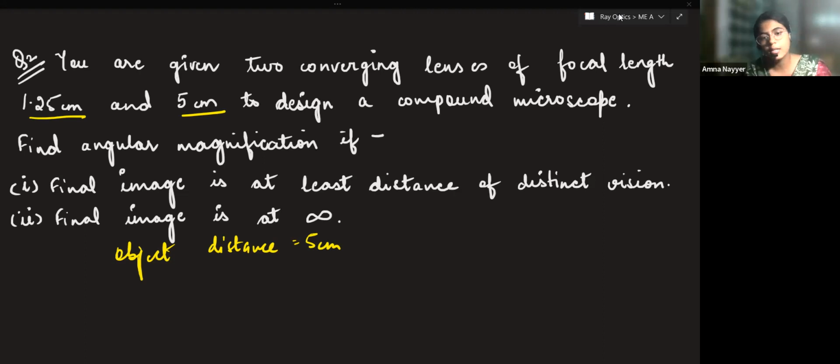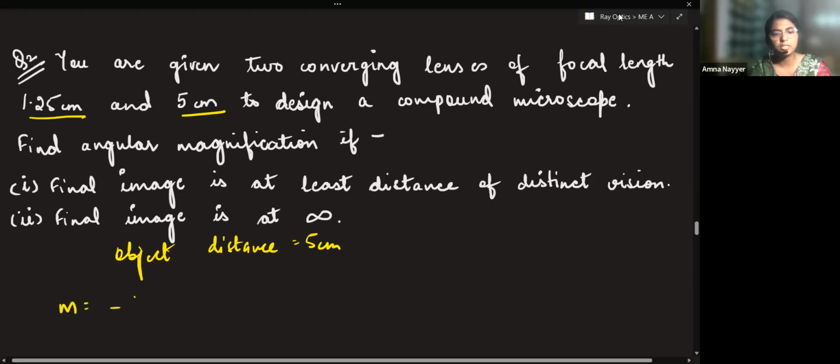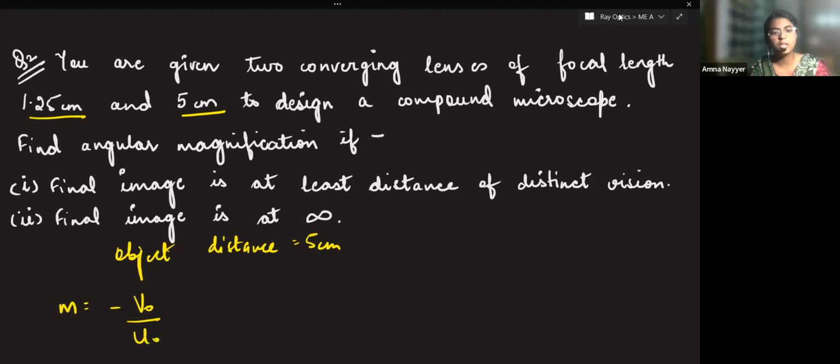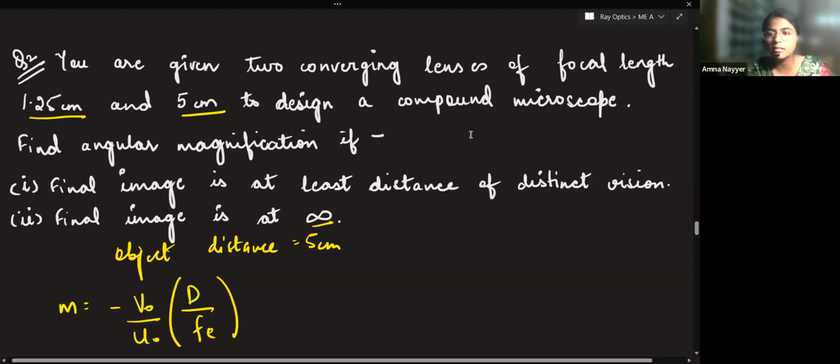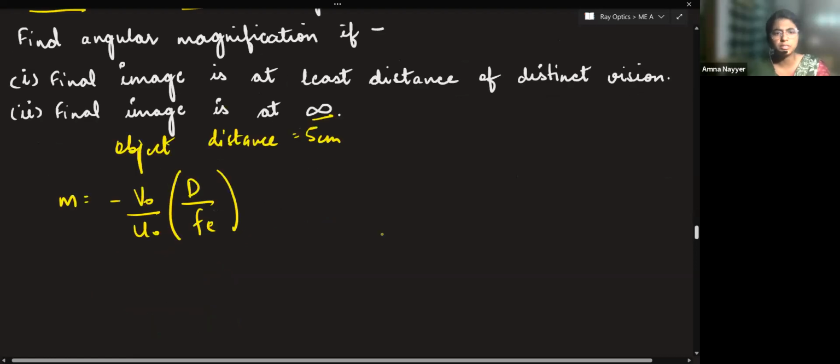Then it says angular magnification. See, let's write the formula of angular magnification first. Minus V naught by U naught, D by Fe. This is for the infinity one. Second part, image is formed at infinity, because you just have to add 1 for the first part. No, let's do the first part only first. That's 1. This is the first part. Now rest of the things.